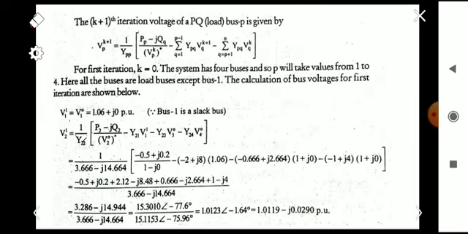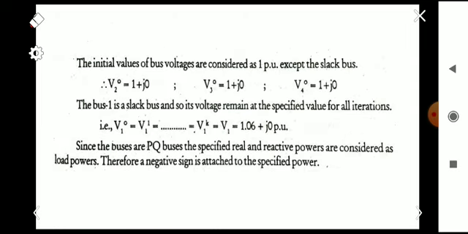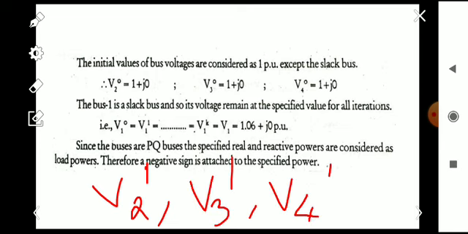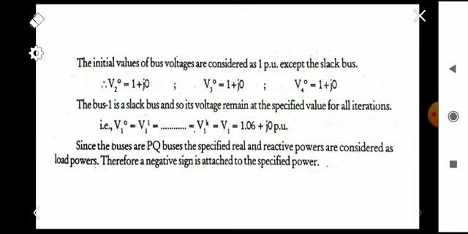And for finding the next iteration value, the first iteration value of the first bus, that is V1(1), is 1.06 plus j0 per unit. And like that we have to find V2(1), V3(1) and V4(1), that is the first iteration values of all other buses. If we can find these values, the problem is solved. So first we can find V2(1).